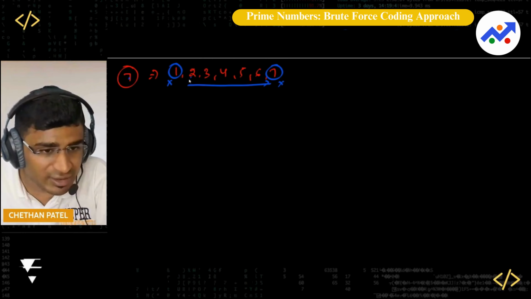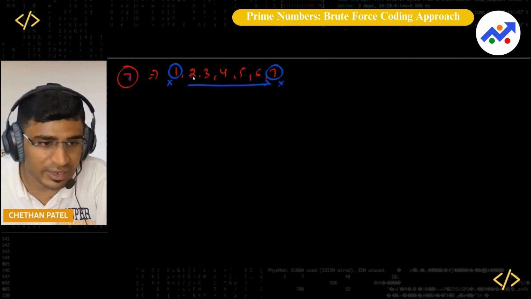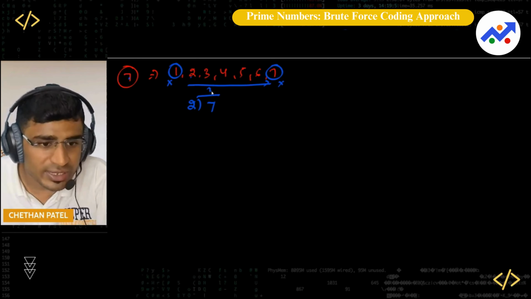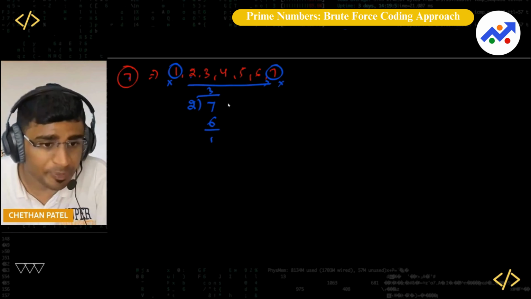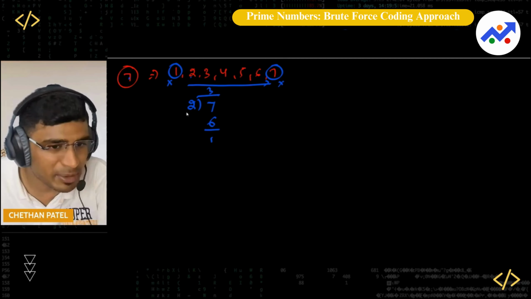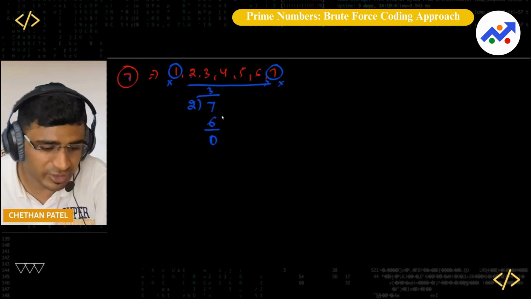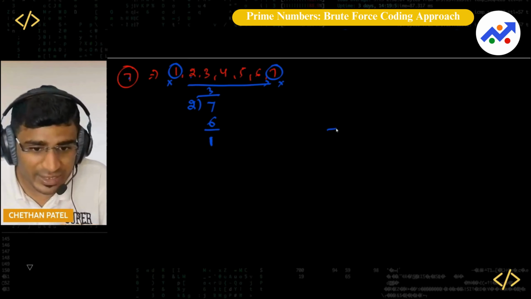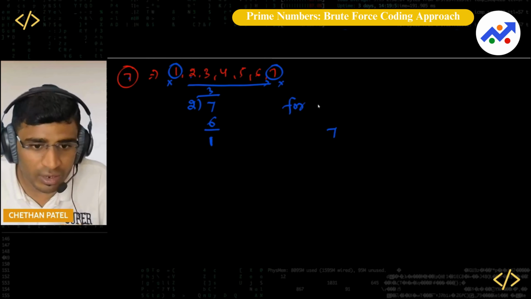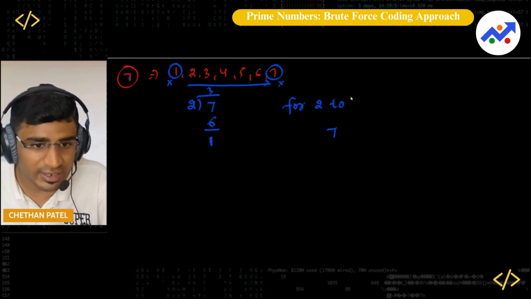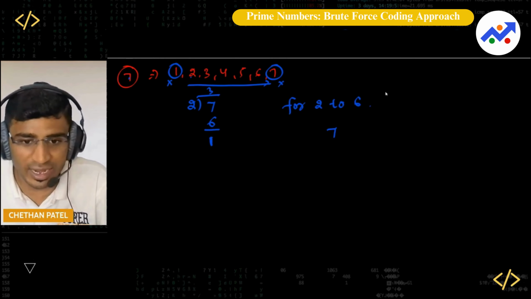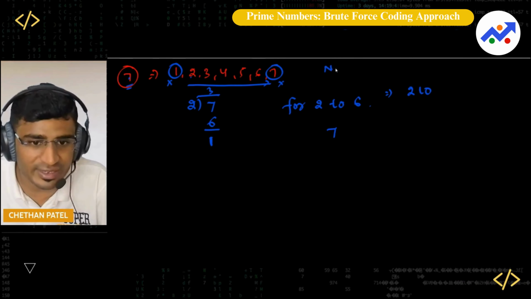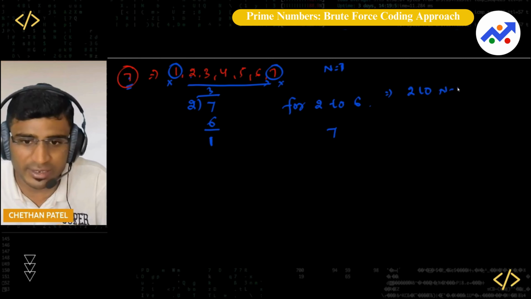If I take 7 and divide it by 2, 2 threes are 6, and we get 1 as remainder. I can say 7 is completely divisible by 2 only when the remainder is 0, but here we have 1. So every time we take 7, we need to run a loop from 2 to 6. In general, if n is equal to 7, you need to check till n minus 1.